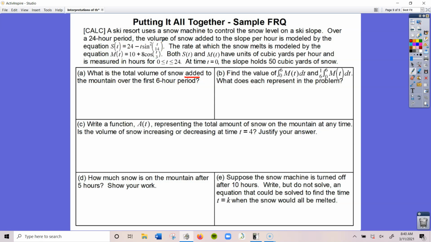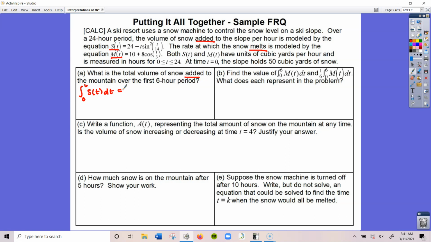So we have two functions here. We have S of t, which represents the snow that is added, and m of t, which represents the snow that is melting. So if we want to find the total volume of snow that is just added, we're going to integrate S of t dt, and over the first 6-hour period, that would be from 0 to 6.